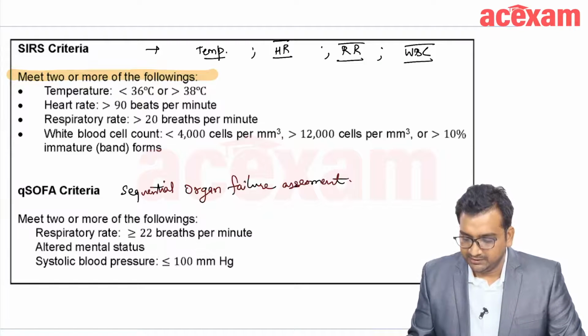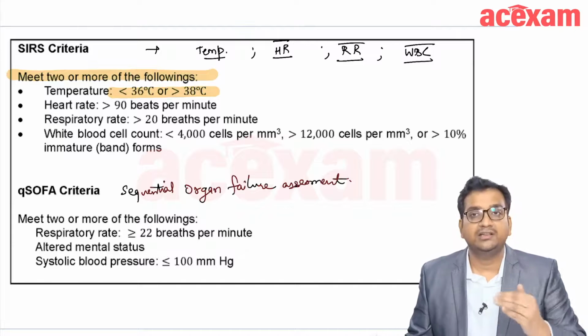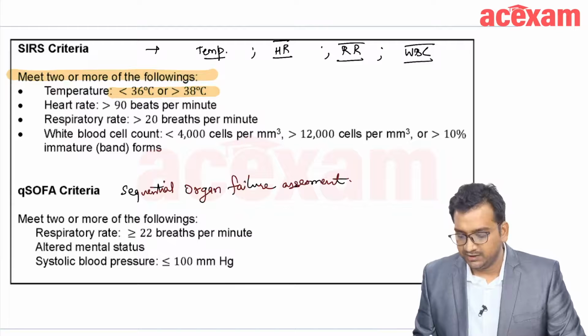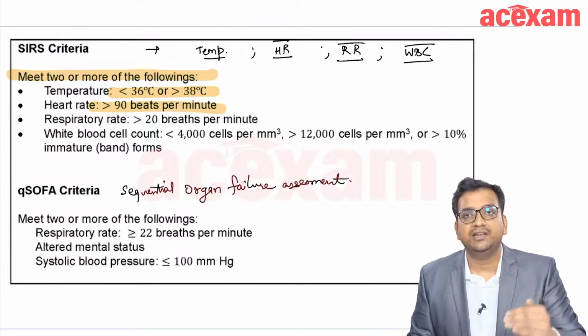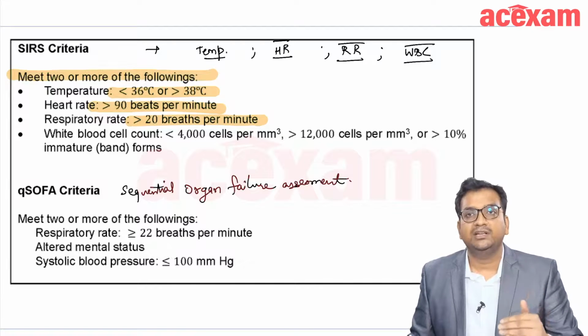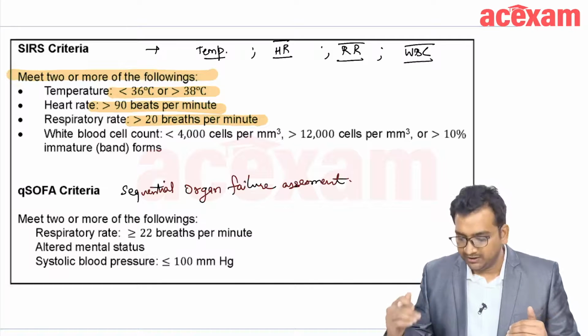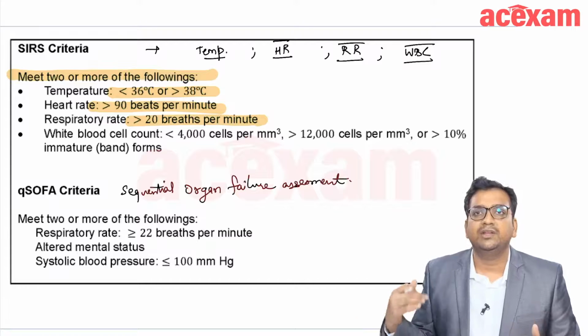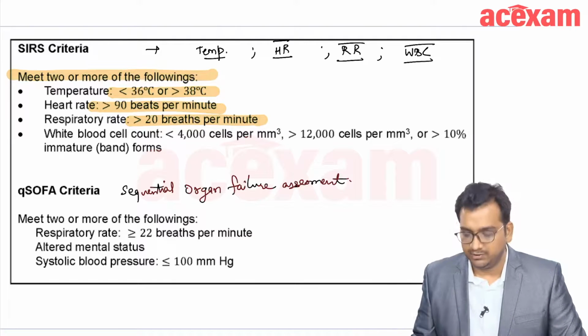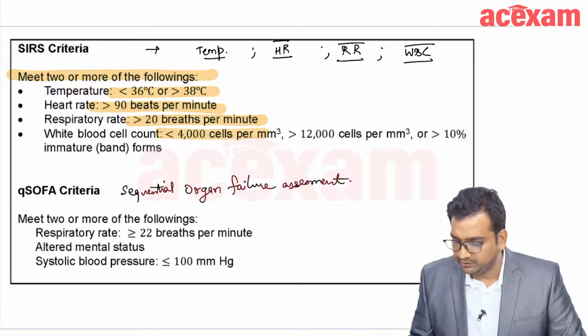Now, if the temperature is more than 38 degrees or less than 36 degrees, okay, fever or hypothermia, if the heart rate is increasing more than 90 beats per minute, if the respiratory rate is increasing more than 20 breaths per minute, and if the WBC is decreasing less than 4,000 or increasing more than 12,000, or if there is more than 10% band or immature forms, okay, less than 4,000, more than 12,000, or more than 10% immature band forms.